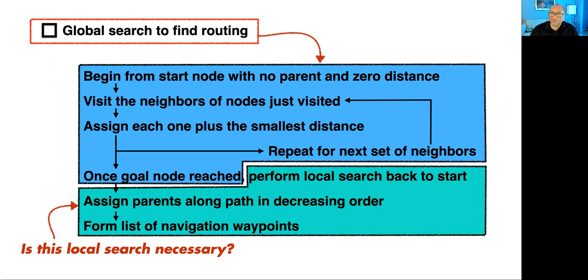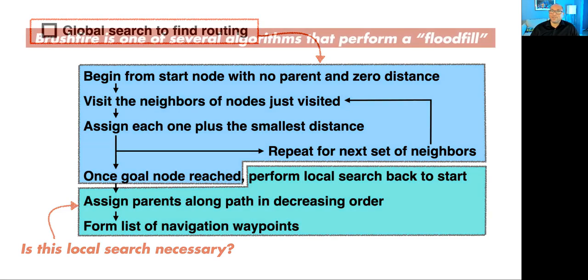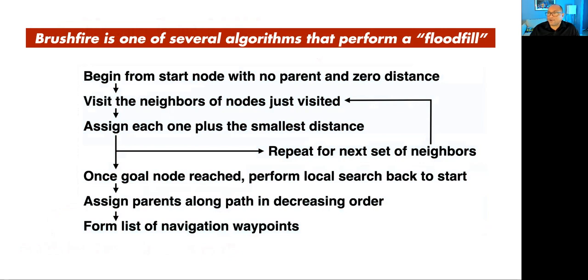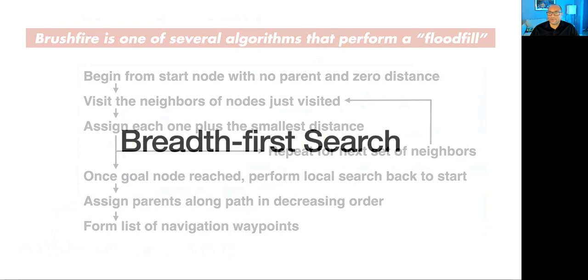Do we have to do a separate local search? Maybe we can do both of those things together: generate the parent, the routing parents, and the distances along the path we're looking to find, and do those in one process. We can do that because Brushfire is just one of several algorithms that could perform a flood fill. There's depth first search algorithms, there's Dijkstra's algorithm if you're going more into your data structures. What I'm going to talk about now is a breadth first search algorithm as a way to do this.